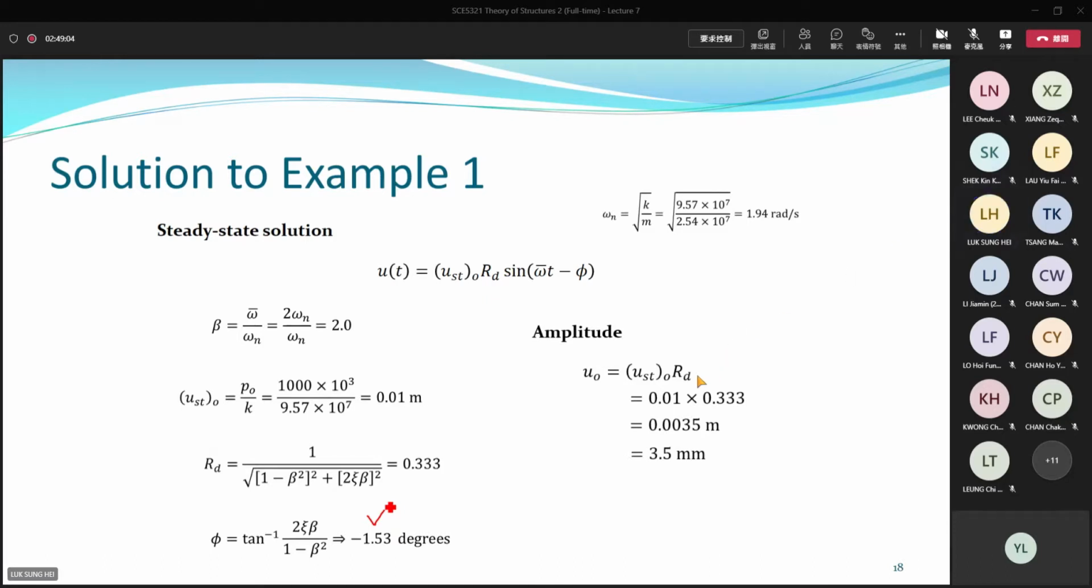Displacement amplitude is equal to UST times RD, 0.0035 meters or 3.5 millimeters. This is the displacement amplitude at steady state for our system when beta equals 2. If you like, you may compare with the deflection limit. For beam design, you have a beam deflection limit. For structural design, you have a structural displacement limit. You can compare the amplitude with the limit to see if there are any problems.